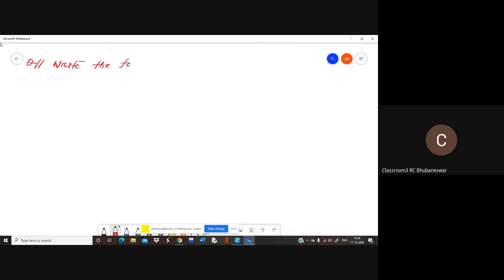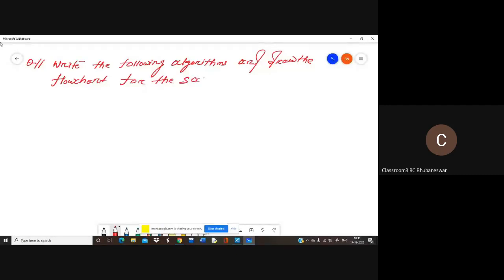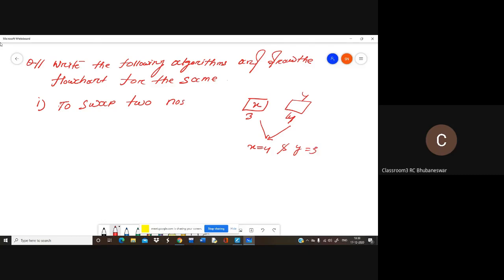Write the following algorithms and draw the flowchart for the same. Clear, everyone? So I hope you will do this work. A small example: write an algorithm to swap two numbers. Suppose x is equal to 3, y equal to 4. After the program, my x will be 4 and my y will be 3. So you write the algorithm and draw the flowchart.